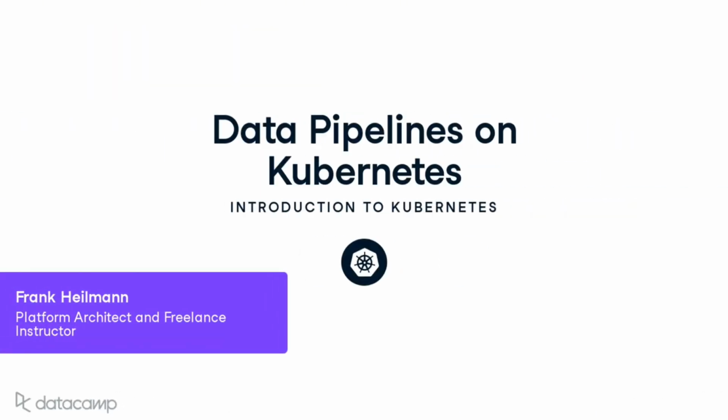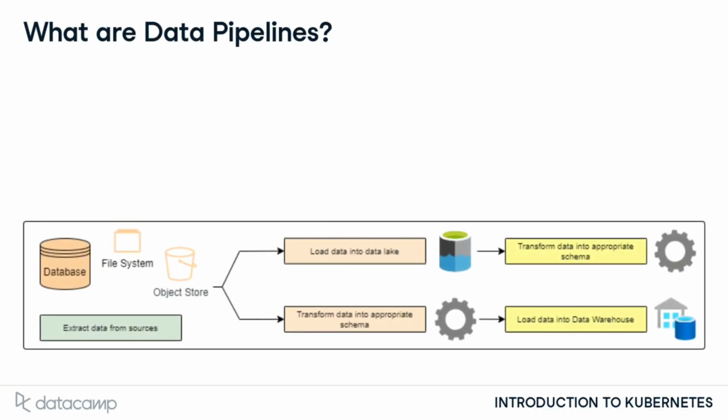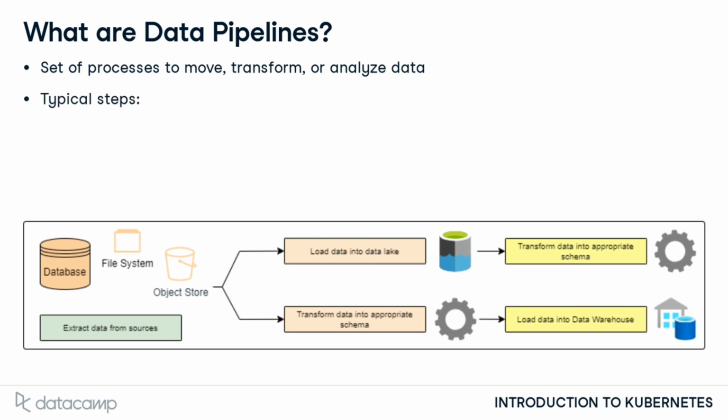Kubernetes can also be used to create and maintain data pipelines. Let's discuss how. First of all, what are data pipelines? In a most general form, a data pipeline is a set of processes to move data from a source to a destination, transform data from one form into another, and analyze the data to get insights from it.